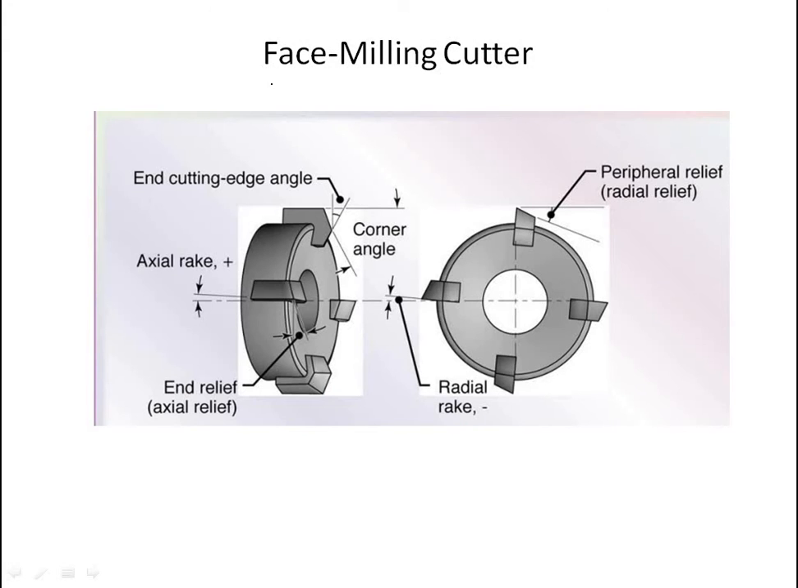Next we will be discussing the face milling cutters. Face milling cutter, you all can see the face milling cutter will be in this way. This is the end relief we have shown here, and this is the axial rake and the corner angle and end cutting edge angle. This is the end cutting edge angle and this is the corner angle from the wheel to this position. And peripheral relief, radial relief, and these are the radial relief.